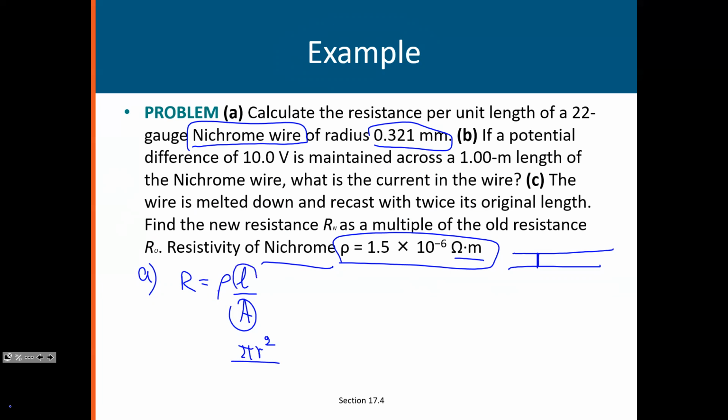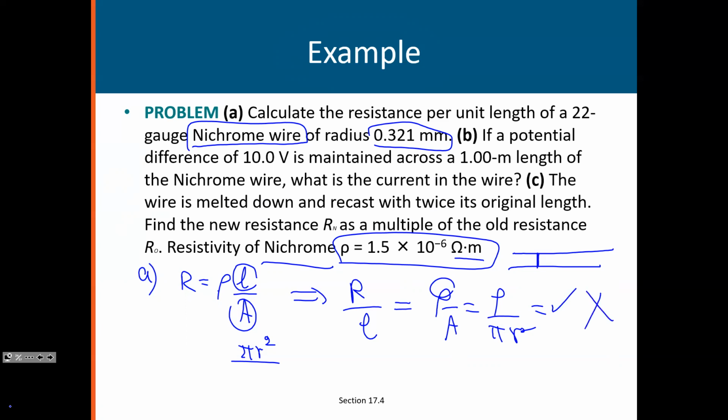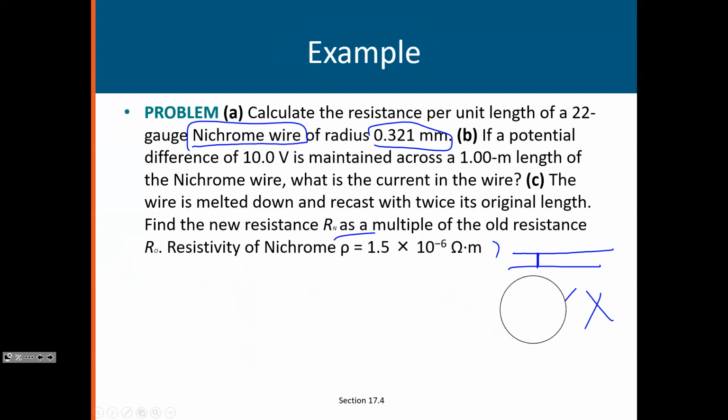Resistivity is given. What about the length? He wants not the resistance, but the resistance per unit length. So he's asking for R divided by L, not for R. So I can substitute for this and the radius, and calculate the resistance per unit length. Let me call it X. I don't want to get the number. Let's say I found it and I have completed part A. So let me go to part B.